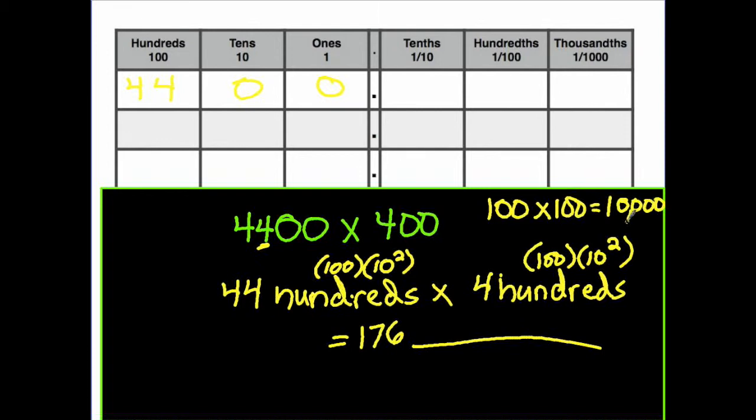Okay, so if we put the 200s together, we would have 10 to the power of 4, which would give me which place on my place value chart? 10,000. So my answer would be 176. Everybody?